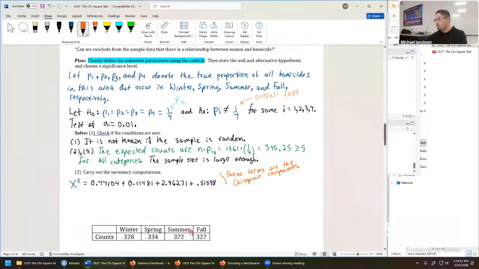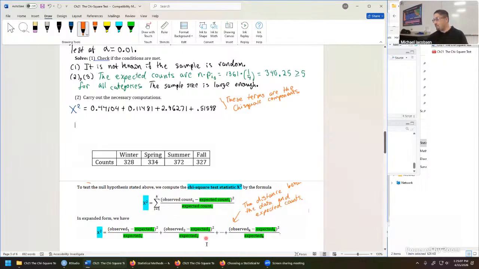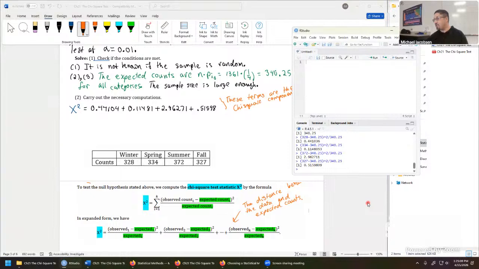2.96271, which belongs to the summer category. So if we in fact reject the null hypothesis, it's because of summer: higher incidence of homicide occurs on a percent basis for that region in that season. So now that we have the test statistic, we just have to put it all together. Let's actually add these together: 0.44104, 0.11481, 2.96271, finally plus 0.51598. So altogether, there's our test statistic, 4.0345.